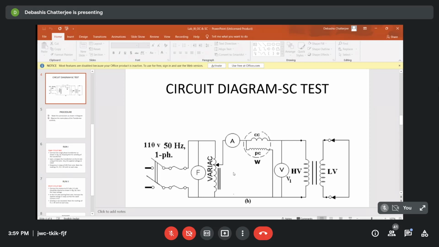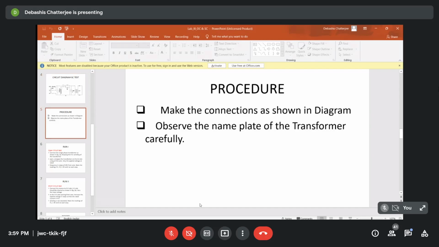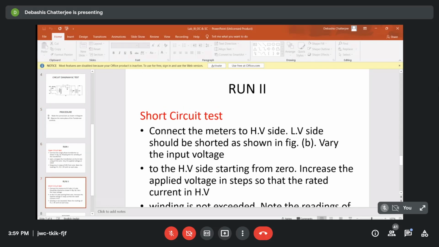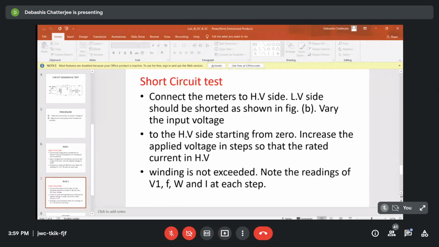So all these things compel us to connect the instruments at the high voltage side. Okay. The secondary is short circuited, right? LV side, and the primary side or HV side is connected with the wattmeter, voltmeter, ammeter, variac, and frequency meter. Now the short circuit test procedure is similar: connect the meters to the HV side. The LV side should be shorted as shown in figure B.